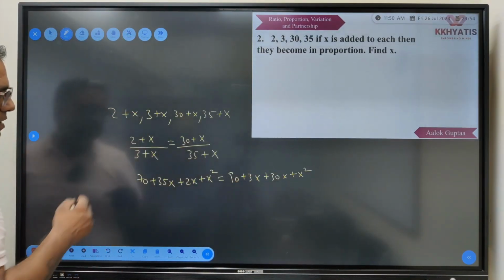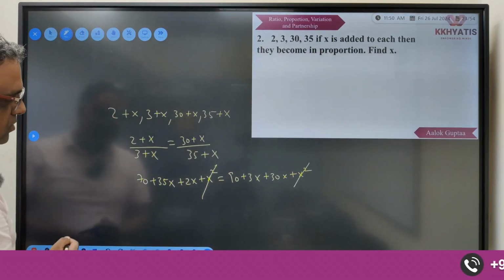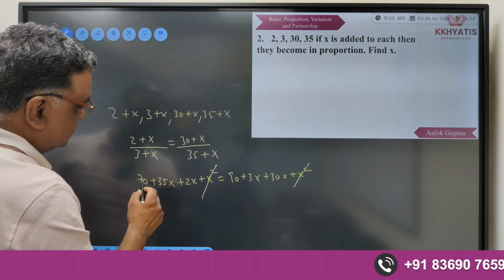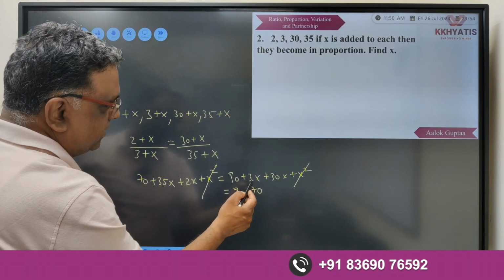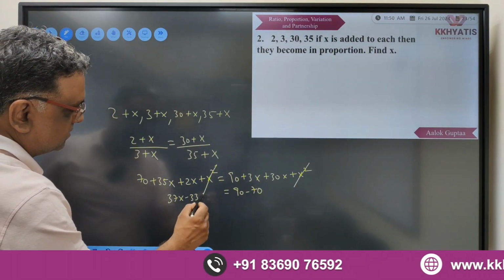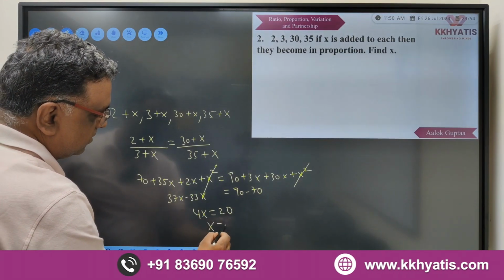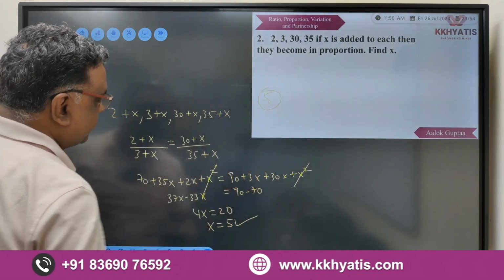So I just made an equation. This x square will get cancelled. If I take 70 to that side, it will become 90 minus 70. And if I take 33x to this side, this will become 37x minus 33x. So this will become 4x equals 20. So x will become 20 upon 4, which is 5. So 5 is the answer.